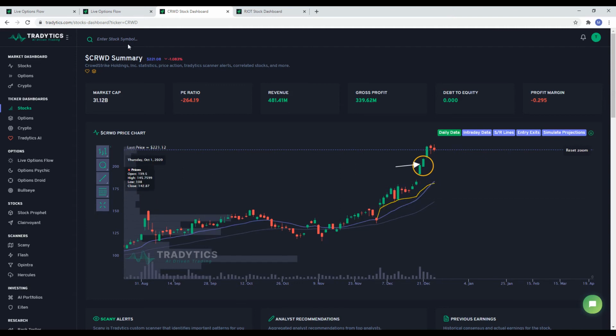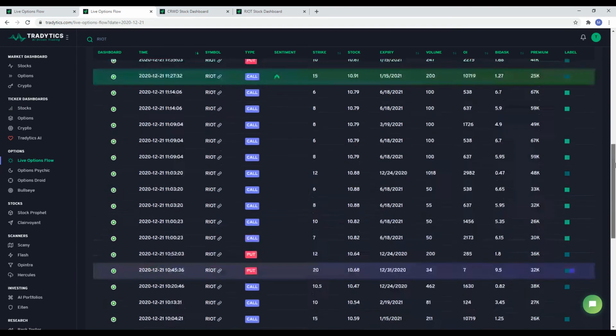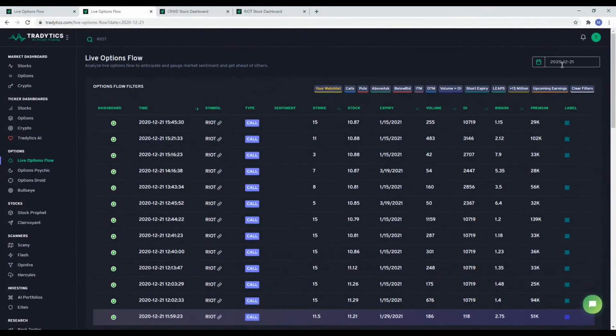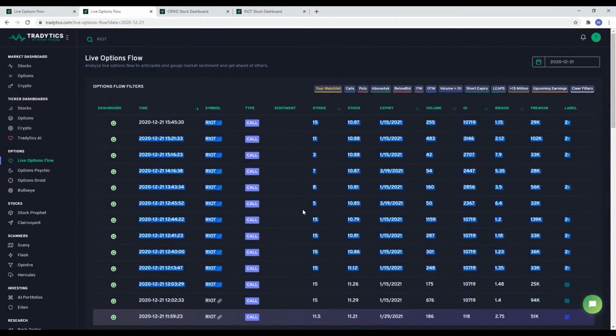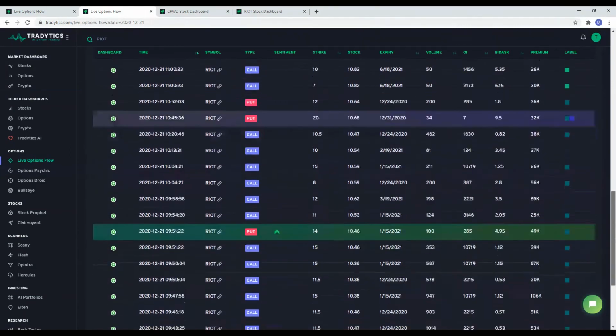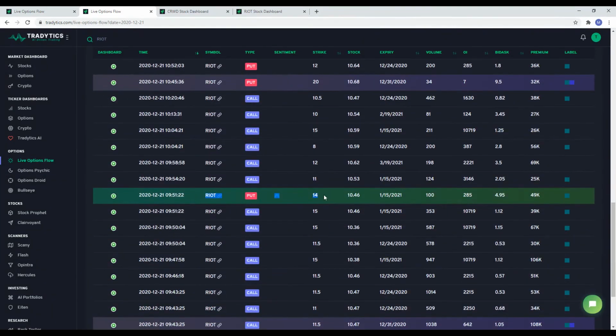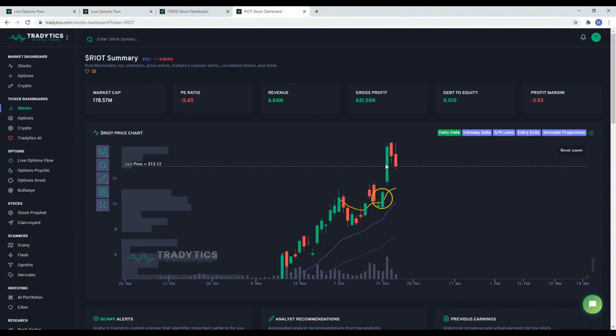Let's quickly take a look at another stock, Riot. On December 21st, this did not have a lot of options flow, but whatever it had, it was mostly all calls. Even some of the puts that were there were actually sold instead of bought. This led to a huge spike in price in the next 2 to 3 days.